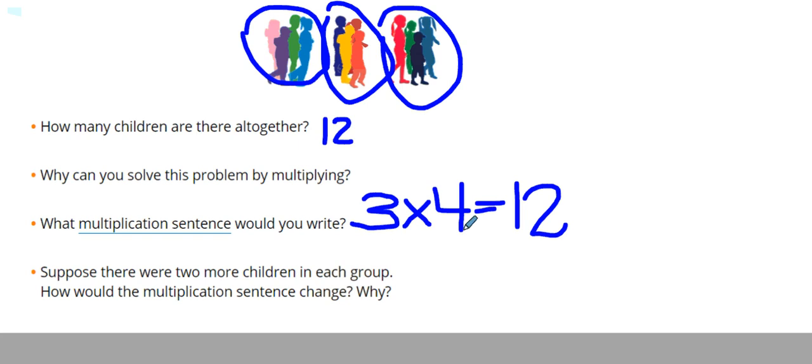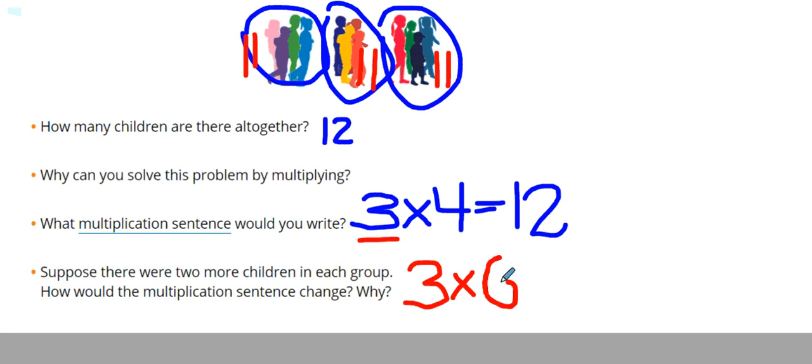Let's look at what parts might change. Would the 3 change? No, because there will still be 3 groups, right? What about the 4? Yeah, the 4 would change because we're adding 2 more. I'll just draw some little stick people in here. So now instead of 3 groups of 4, we have 3 groups of 6. Okay. And 3 times 6 is, everyone? Awesome, 18.